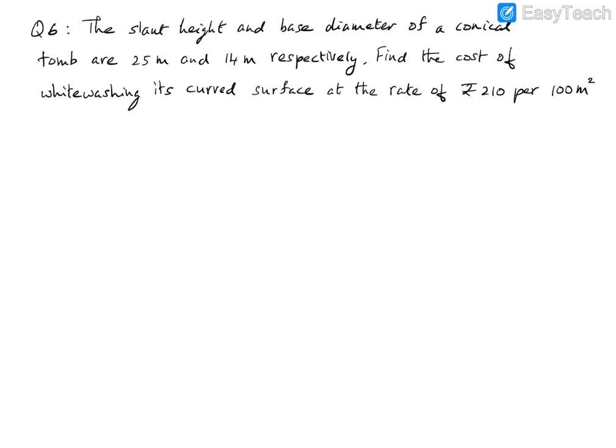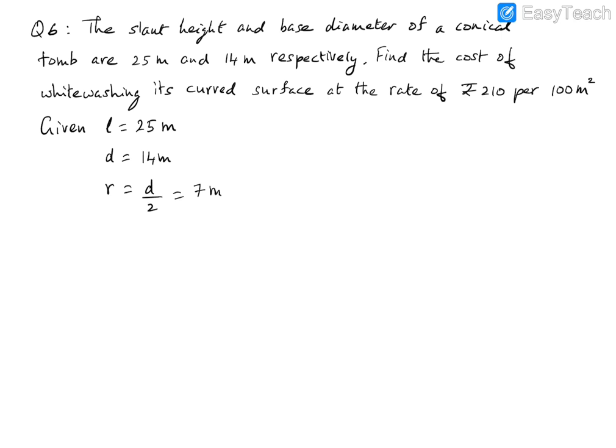So the tomb is conical in structure. We are given the slant height as 25 meters. So let's write down what is given. The slant height L equals 25 meters. We are also given that the diameter D is 14 meters. Therefore, we can find the radius R, which is half the diameter. So that's D by 2, which is 14 by 2, so that's 7 meters.